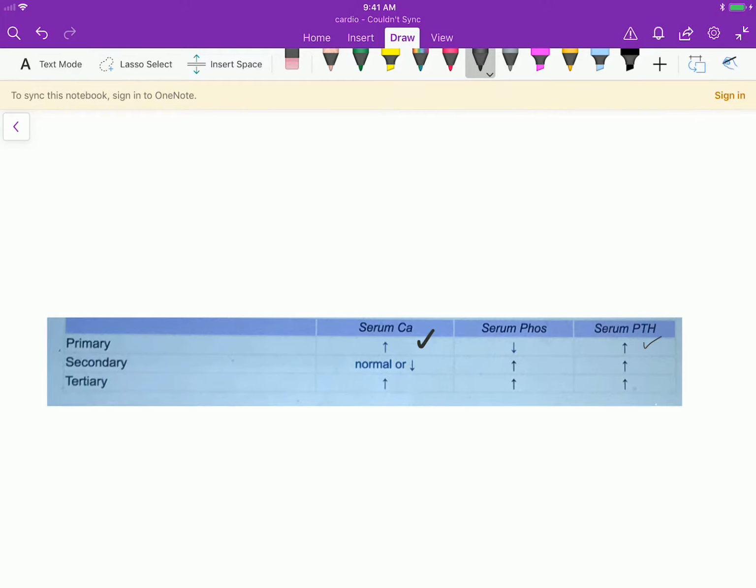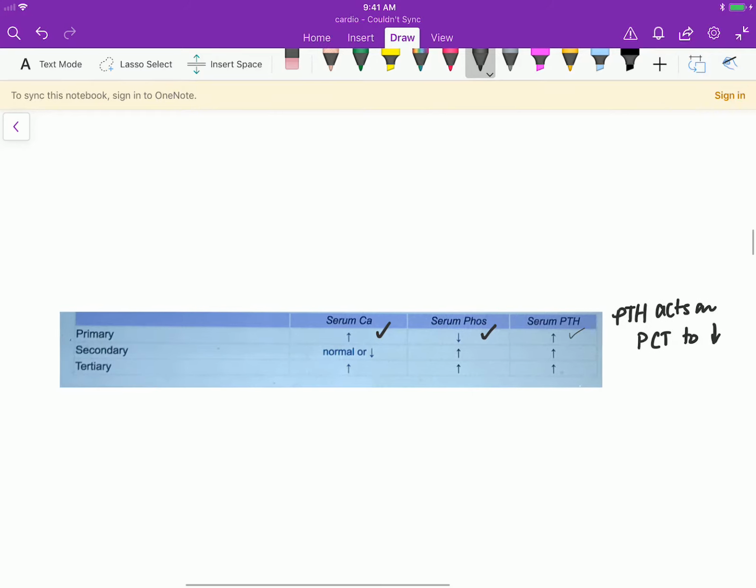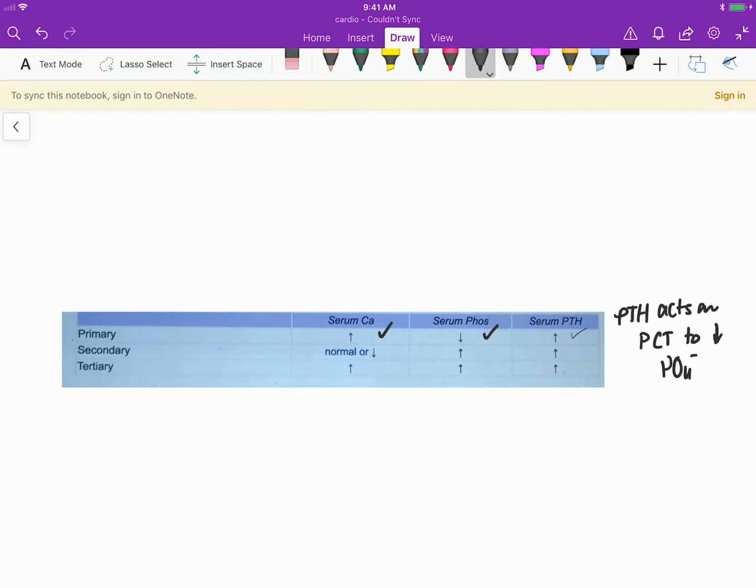You also have increased calcium and decreased phosphate because remember that PTH acts on the proximal convoluted tubule to decrease phosphate absorption. So that means that you have more phosphate in the urine. So you can say phosphate trashing hormone, PTH.